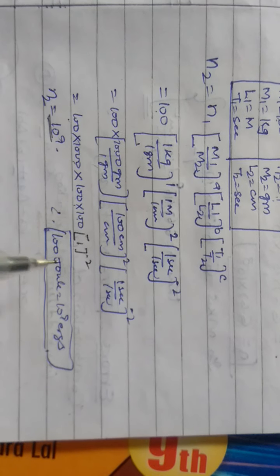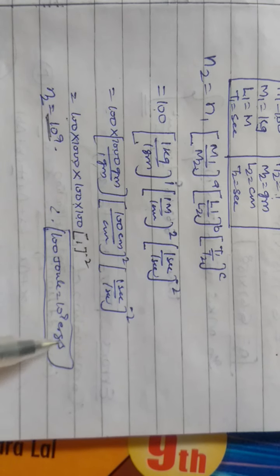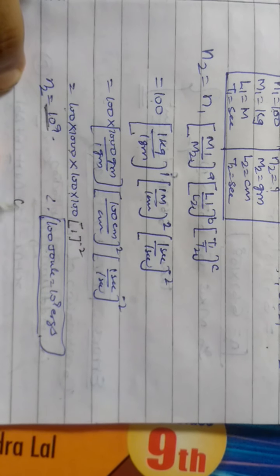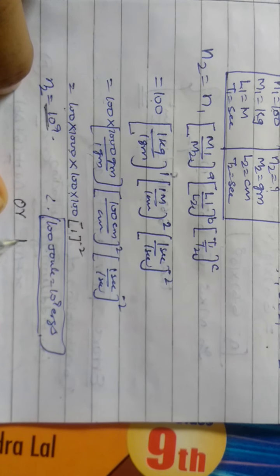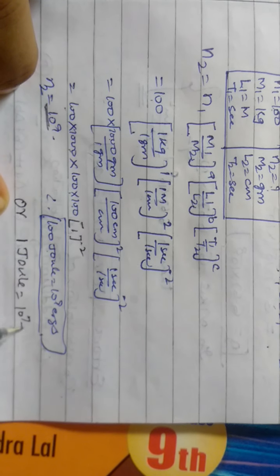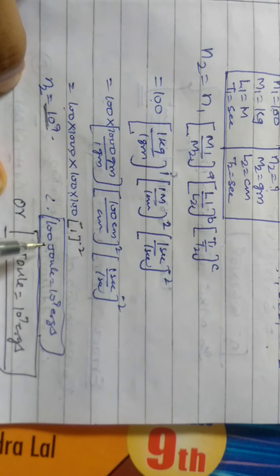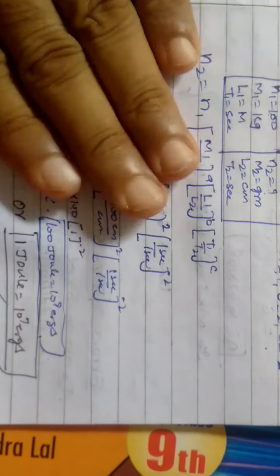Then what can we conclude? We can conclude that 100 joule is equal to 10 raised to the power 9 ergs. Or we can say the common relation between these two is that 1 joule is equal to 10 to the power 7 ergs. So we can easily calculate how many ergs 100 joules will be. That will be 10 to the power 9 ergs. This is the third application of dimensional analysis.